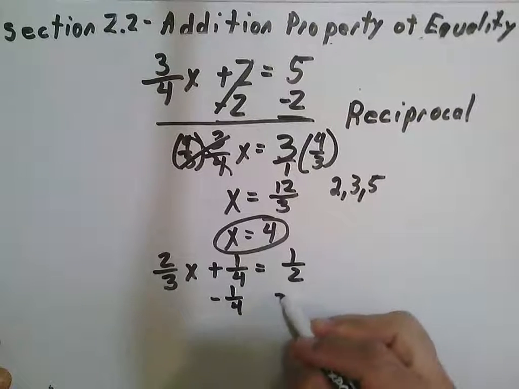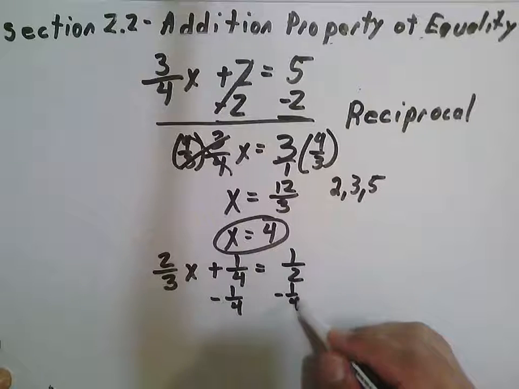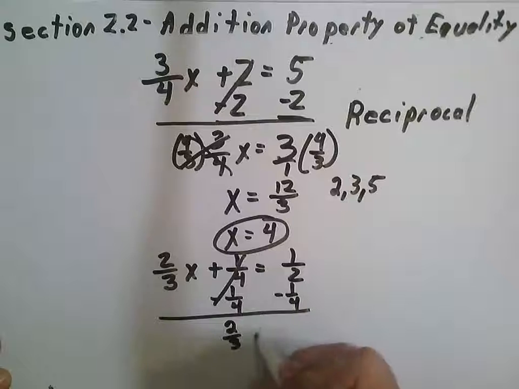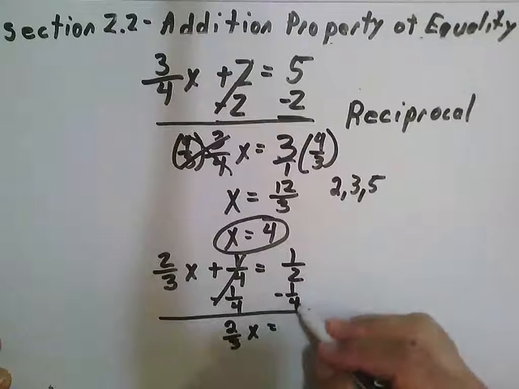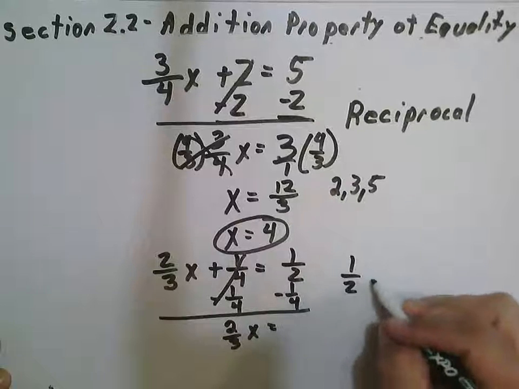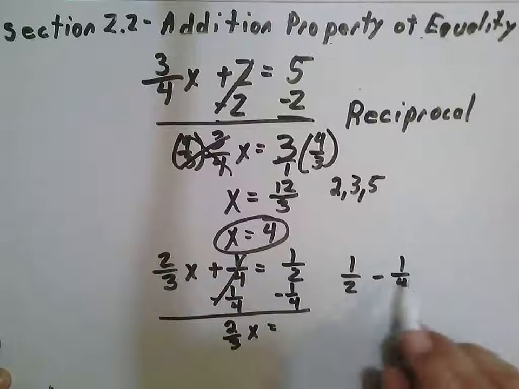Addition property of equality, subtract 1/4. This is a positive 1/4, so I subtract 1/4. Whatever I do on one side, I do on the other. Now this allows this to disappear, and this just becomes your 2/3 x. Now, because these are unlike items, because they don't have the same denominator, that's 1/2 minus 1/4. And once again, my denominators have to match in order for me to subtract.